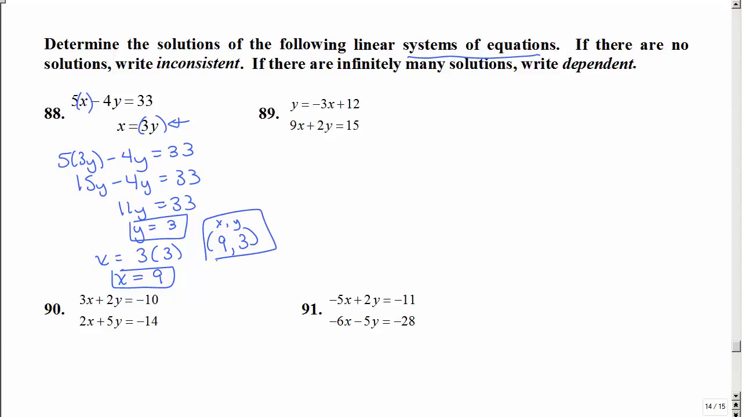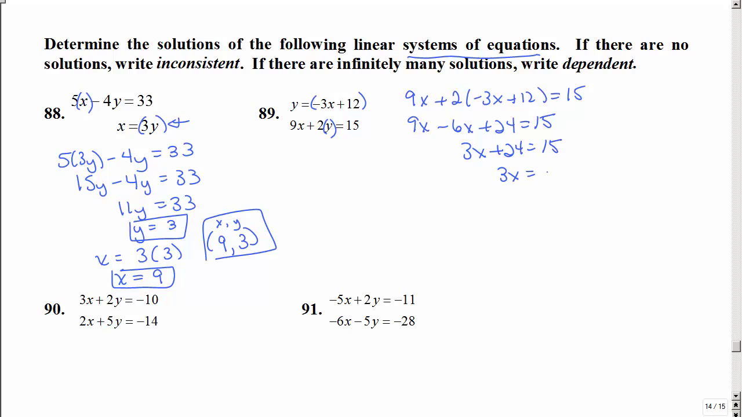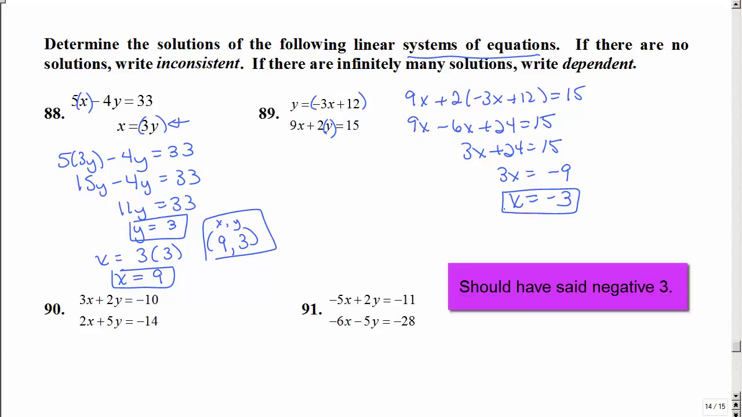Number 89 also looks good for the substitution method. So I'm going to substitute in this for y. So distributing that 2, that's going to be a negative 6x. Collecting like terms, subtracting 24, and dividing by 3. So I get x is equal to 3.